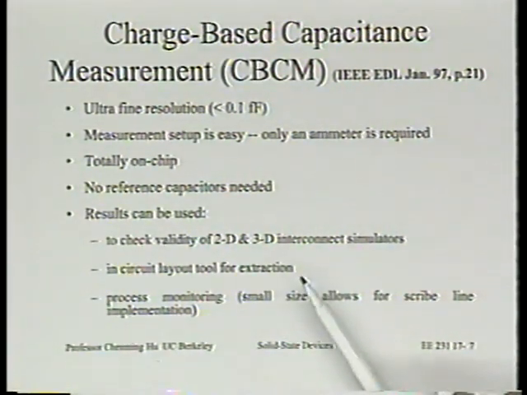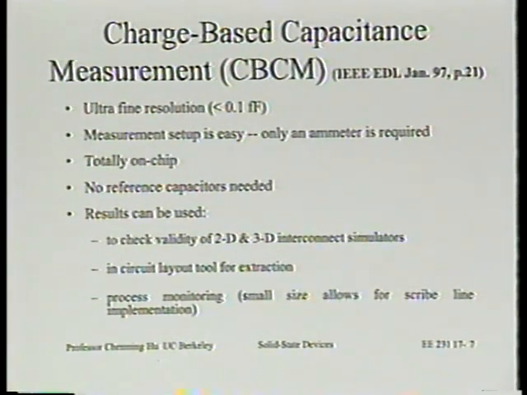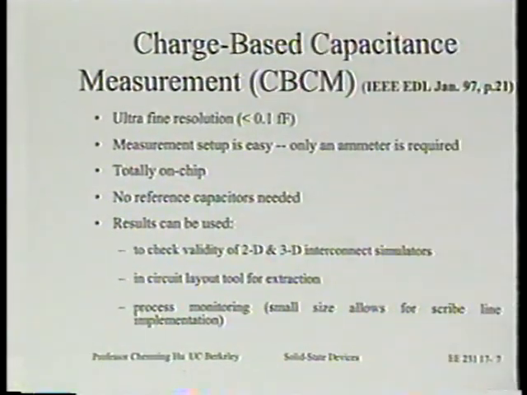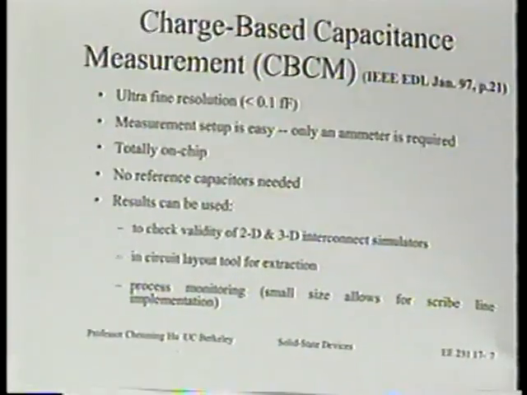By the way, simulators are still needed to account for the varied structures that you see in that TEM picture with the oxide etched away. This is also going to be useful for process monitoring. Is the capacitance really within spec? And because these test structures are so small, they can be laid out in what's known as a scribe line between the chips, so you don't waste silicon area on this process monitor.